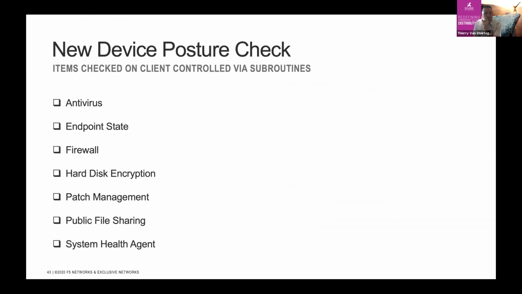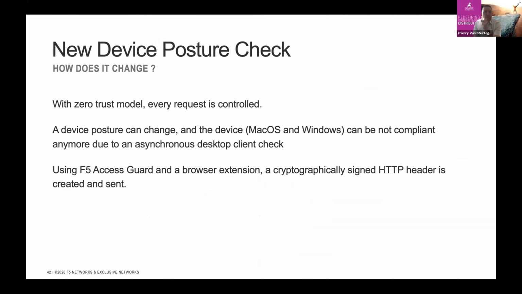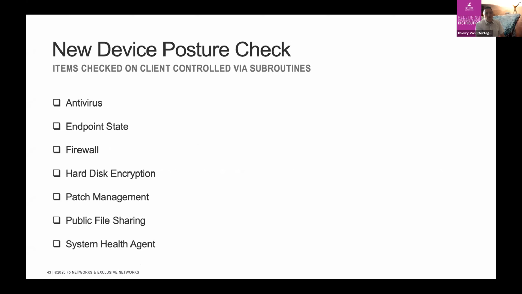At that moment, we will also create a new device posture check, and this device posture check is where the zero trust model has been enabled. It now depends on a new client, a new agent called the F5 Access Guard. And that F5 Access Guard, which is available on macOS and Windows, will insert an HTTP header, which is then used to control the device itself, to always have control to perform these types of checks on your end device itself.